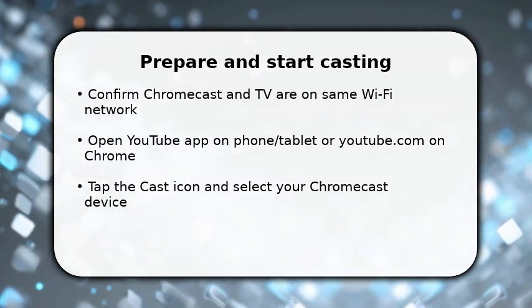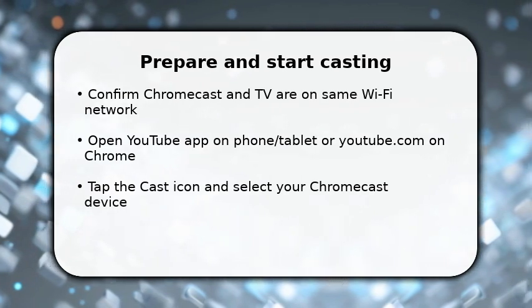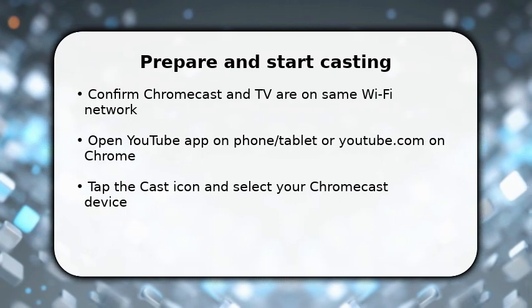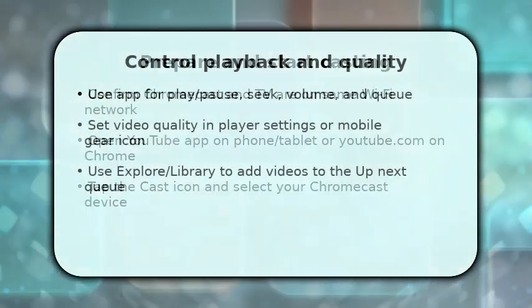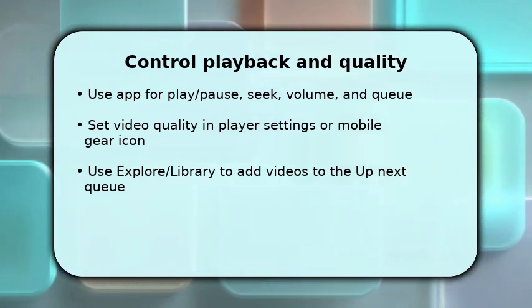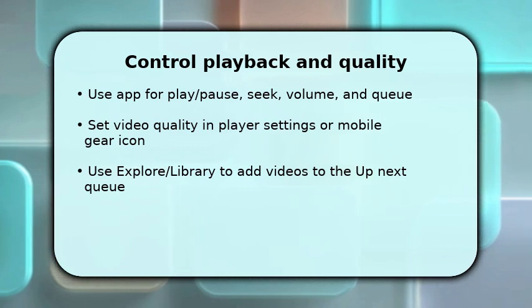If you want to cast from a computer, use the Chrome browser and cast the tab or media directly. Now control playback from your phone or computer. Tap play, pause, seek, or adjust volume. These commands are sent to the Chromecast, freeing your device to browse other apps.